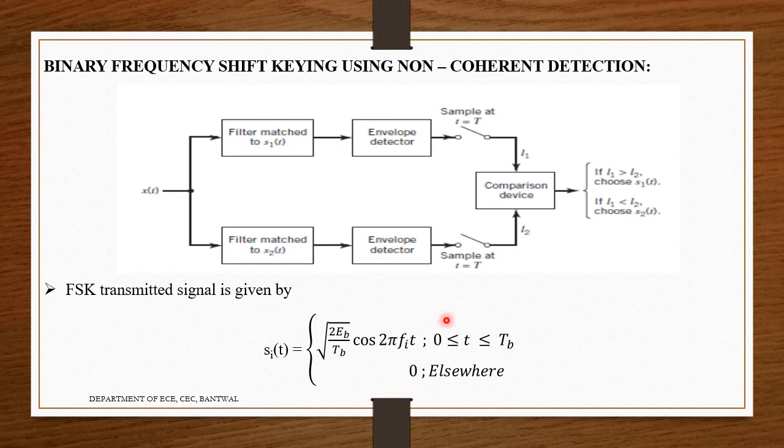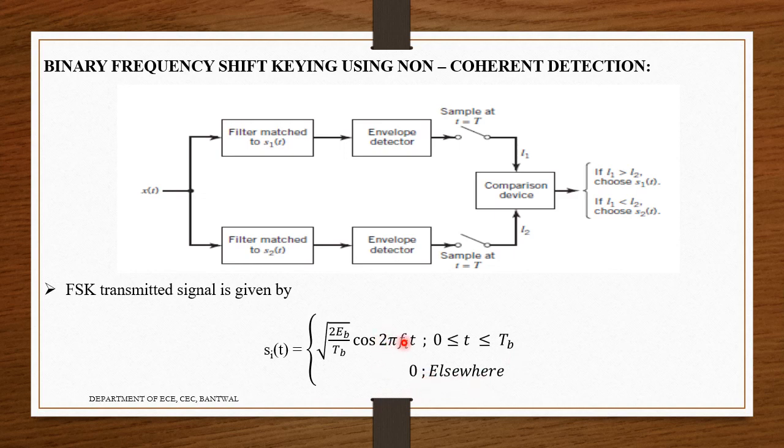The transmitted signal is represented by Si of t equals square root of 2 EB by TB times cos 2 pi Fi t, for t lying between 0 and TB, and 0 otherwise.